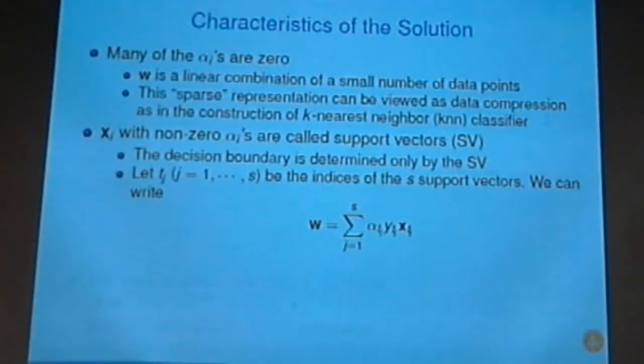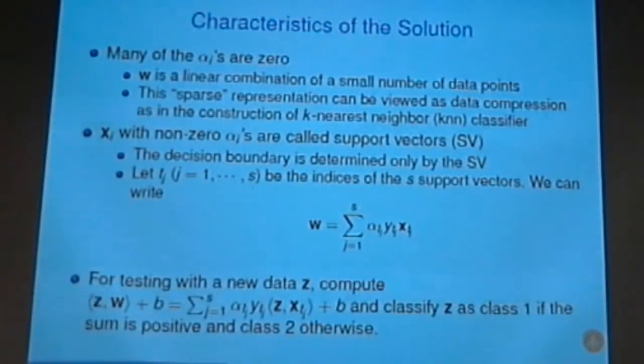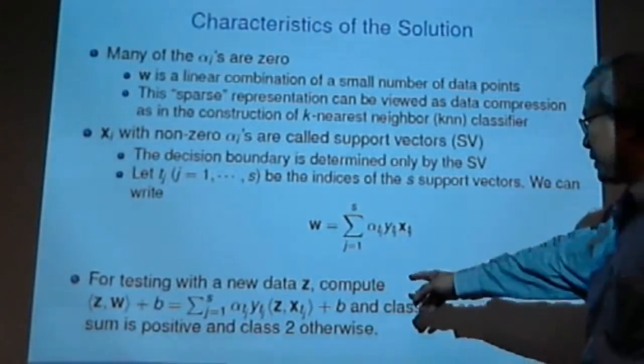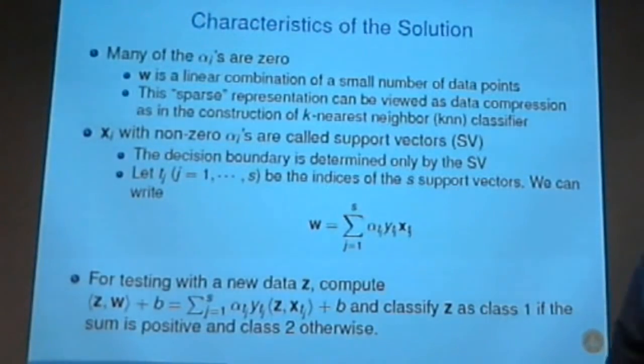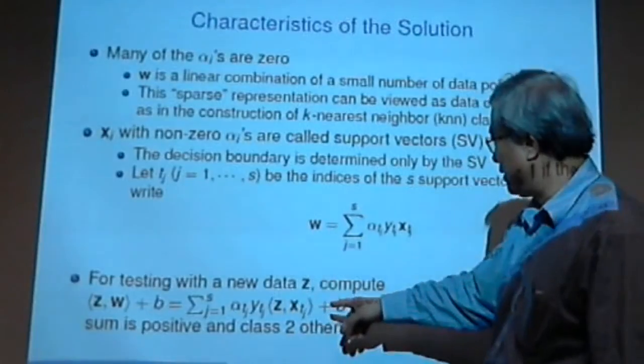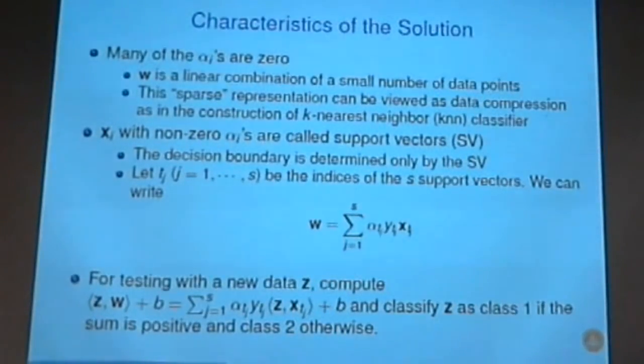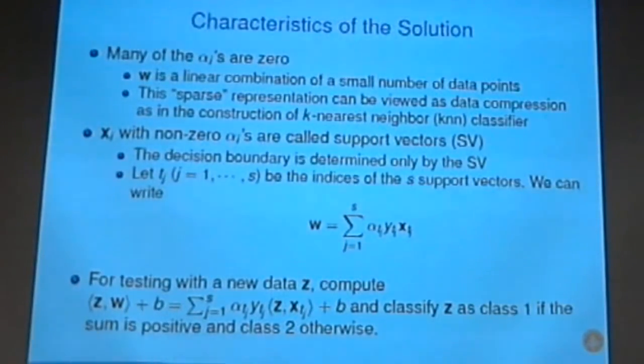If these are the indices of the support vectors, we can write W as this, the representation using the support vectors only. For testing with a new data point Z, we simply compute the result through this formula, Z·W plus b, and classify Z as class 1 if the sum is positive. Otherwise, you classify it as the other group.